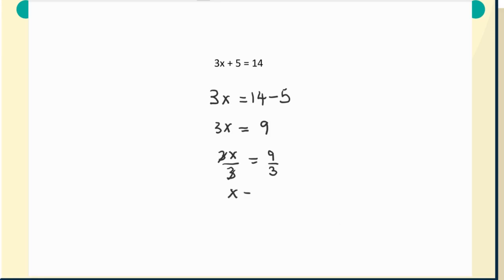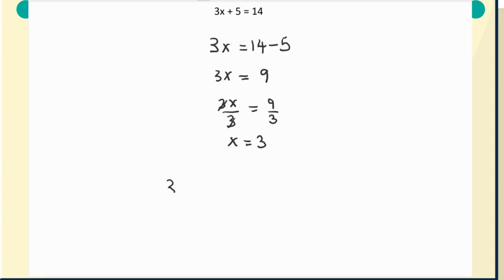Step 5. Solve for x: x = 3. Step 6. To verify, substitute x back into the original equation. 3(3) + 5 = 9 + 5 = 14. And there you have it. x = 3.